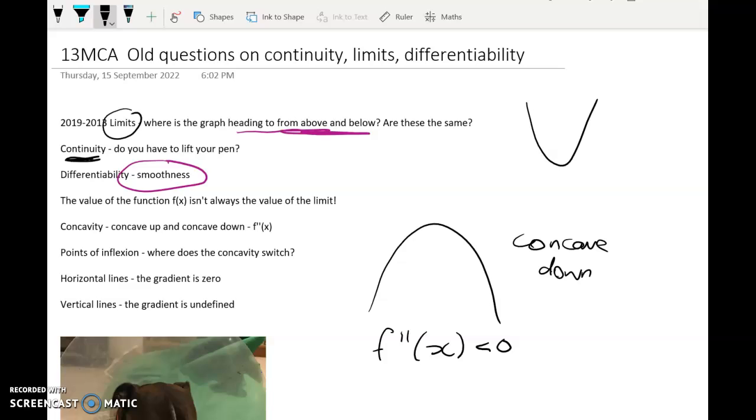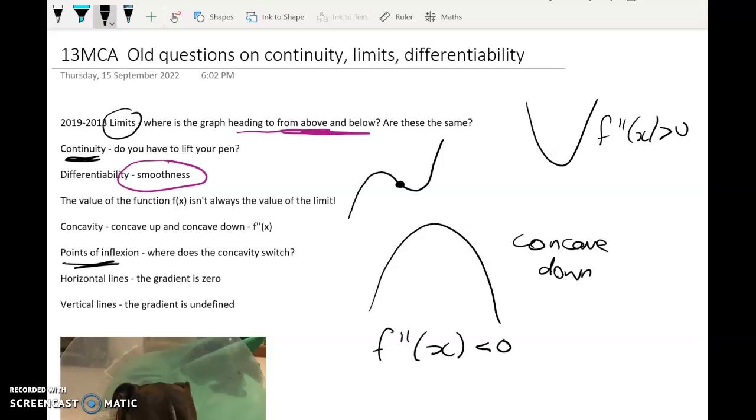And concave up is the other way around, and that's where the second derivative is positive. A point of inflection, when you're looking at the graph, is the point where that concavity changes. So here, the point of inflection is going to be about here.